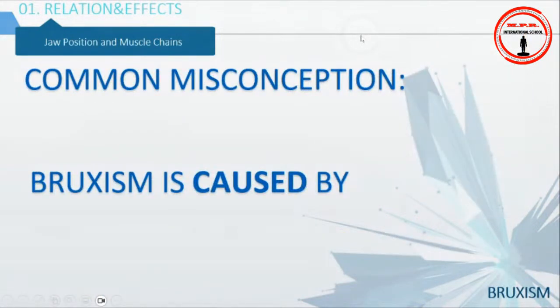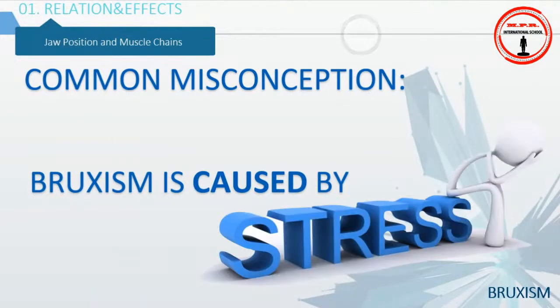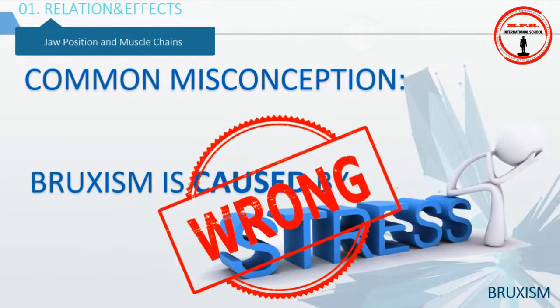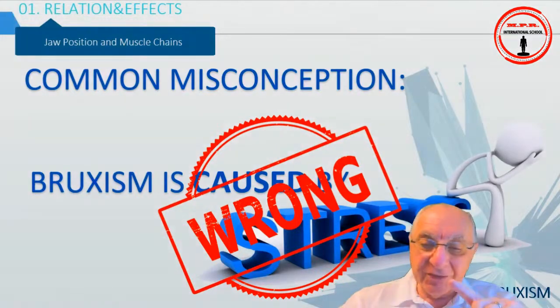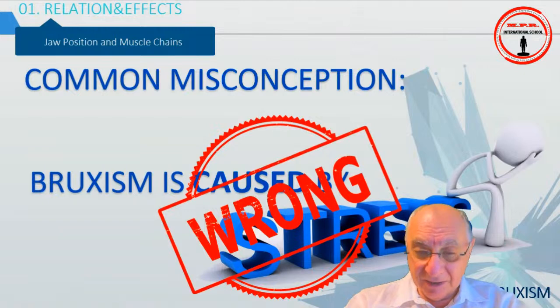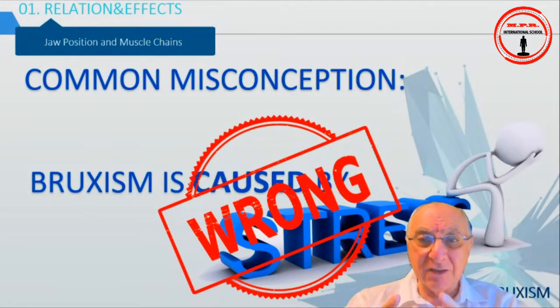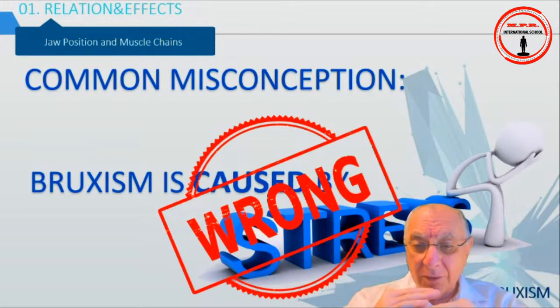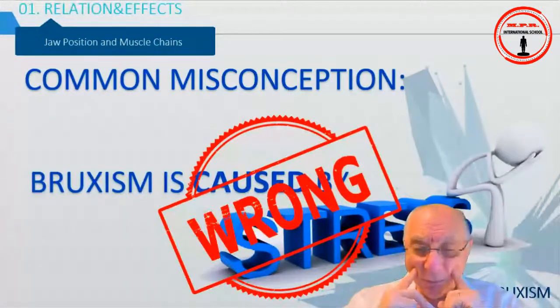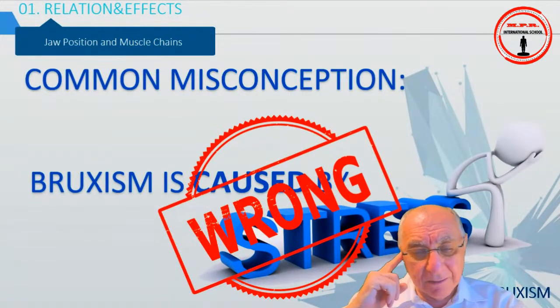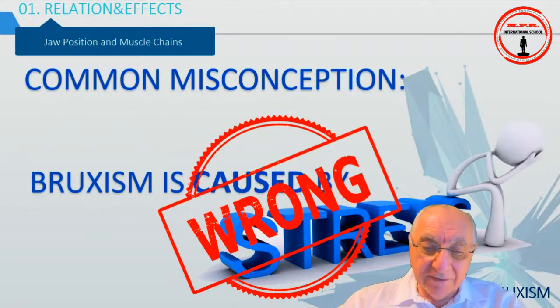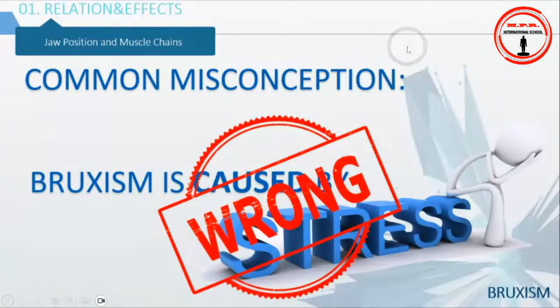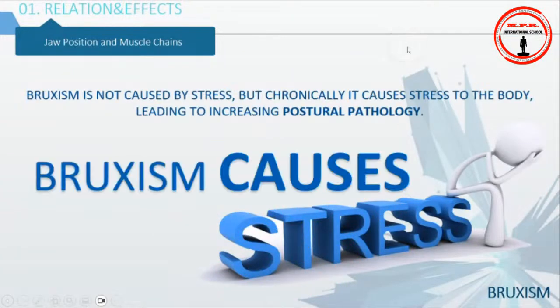Common misconception: bruxism is caused by stress. Wrong. Very wrong. Bruxism is not caused by stress. Bruxism is a natural defense to protect the TMJs, and the central nervous system thinks you have to destroy the teeth because this position is very dangerous for the TMJs. That is bruxism. This is a very wrong conception. But bruxism, long term, is causing stress. That is correct.